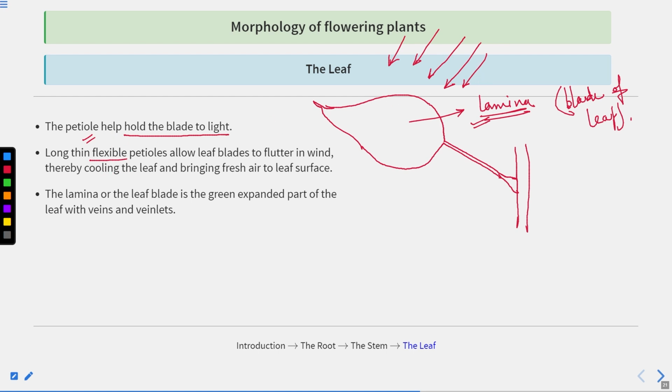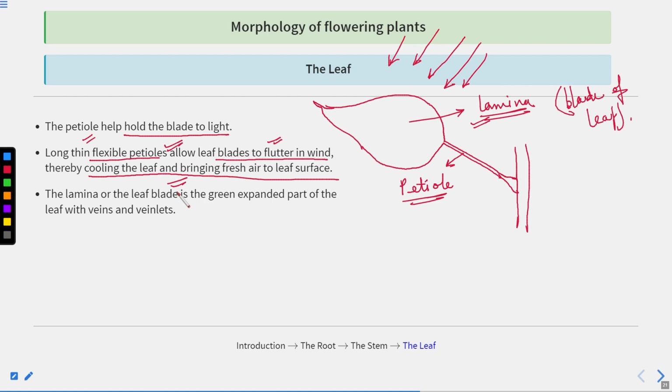A long, thin, flexible petiole allows the leaf blades to flutter in the wind, thereby cooling the leaf and bringing fresh air to the leaf. So this leaf blade flutters in the wind like this, and it removes the previous air and makes new air come there. So fresh air is coming, bringing new carbon dioxide, and oxygen is removed. So this thin, flexible petiole allows the leaf blades to flutter in the wind. This is very, very important. The petiole region helps leaves to flutter. Petiole.